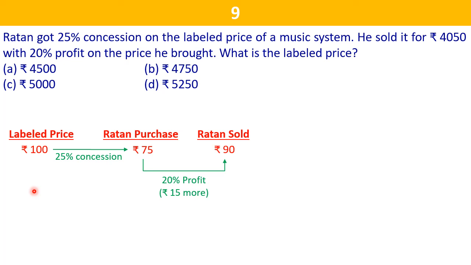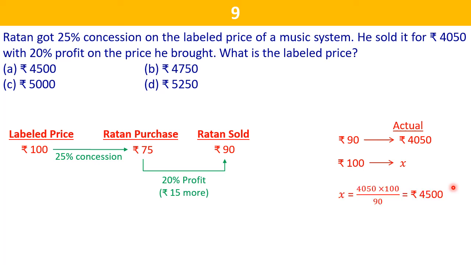Now let us correlate this with the actual problem. As per the actual problem, our 90 rupees is equivalent to 4050 because he sold it for 4050. Then what is asked? Labeled price. That is, 100 rupees is equivalent to what? Let us say 100 rupees is equivalent to x. Now x can be found by cross multiplication as 4050 into 100 divided by 90, which comes out to be 4500 rupees. Option A.